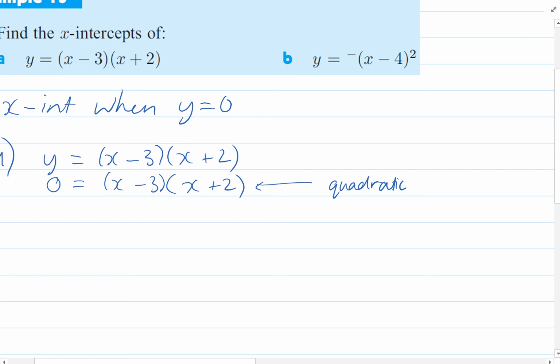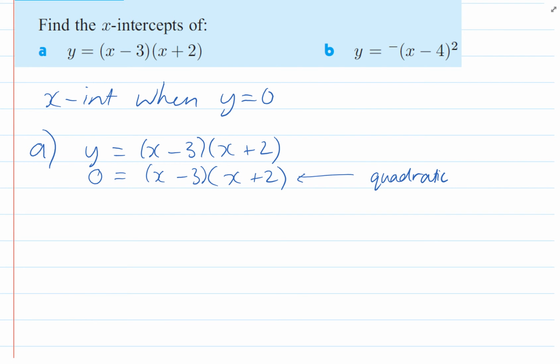And hopefully you'll remember from earlier that with a quadratic equation, because you've got these two brackets timesing to make 0, then that means that one of the brackets has to equal 0. And so you've got to think, well, what number would I put in there that when you take 3 away, you end up with 0? And that number would be positive 3, because 3 minus 3 is 0.